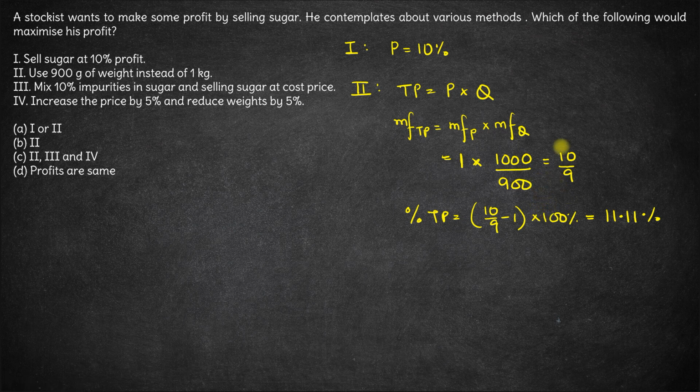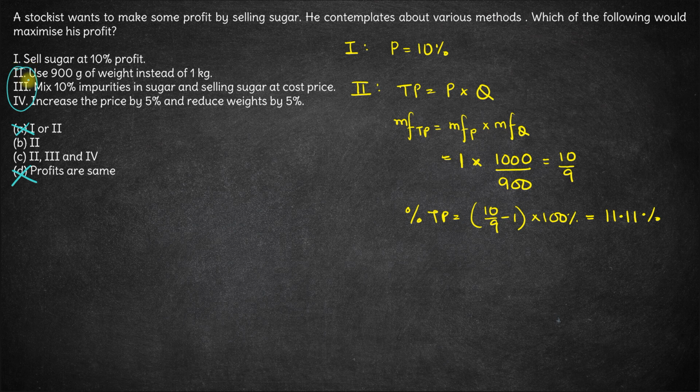Now if you look at these two, obviously he earns a better profit in the second part than in the first part. So obviously option A cannot be the answer and option D cannot be the answer, right? Obviously option 2 is much better than option 1. So option 1 here definitely cannot be the answer, and the profits are definitely not the same, so option D is also not the answer. So now we are left with option B, which says 2, and option C, which says 2, 3 and 4.